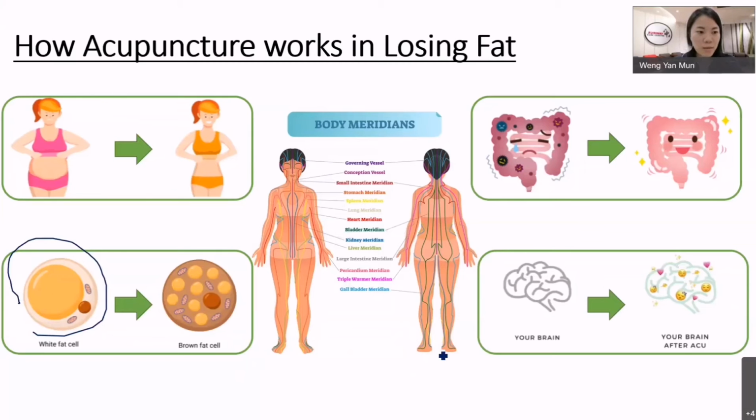Brown fat cell stores energy in a smaller space than white fat cell. It burns calories to create heat without shivering and is regarded as a good fat. Higher levels of brown fat cell may have lower body fat, and studies indicated acupuncture is effective in targeting white fat cells browning to lose fat.